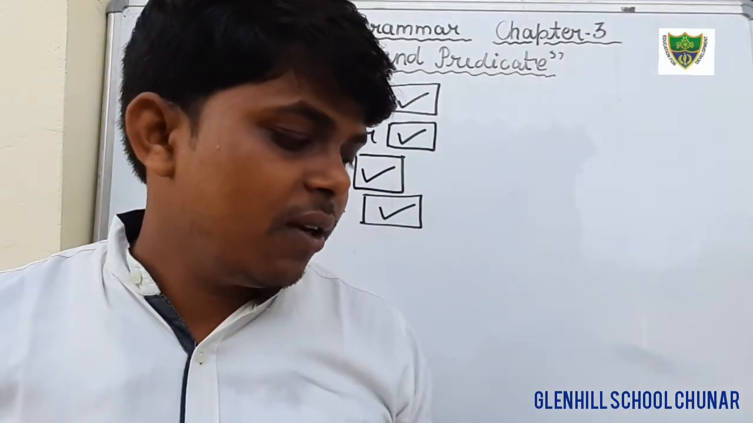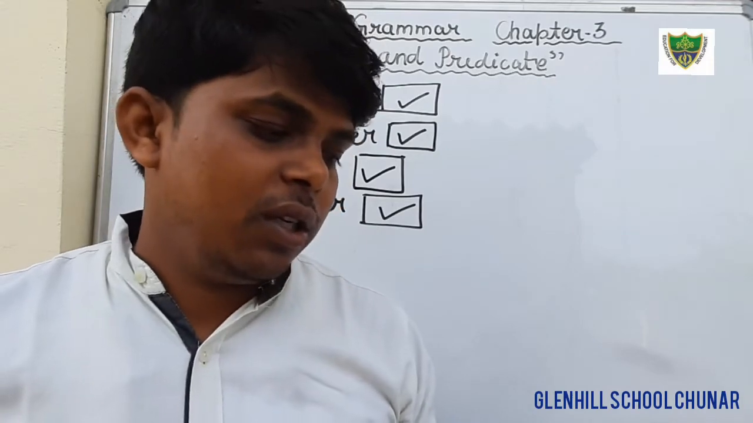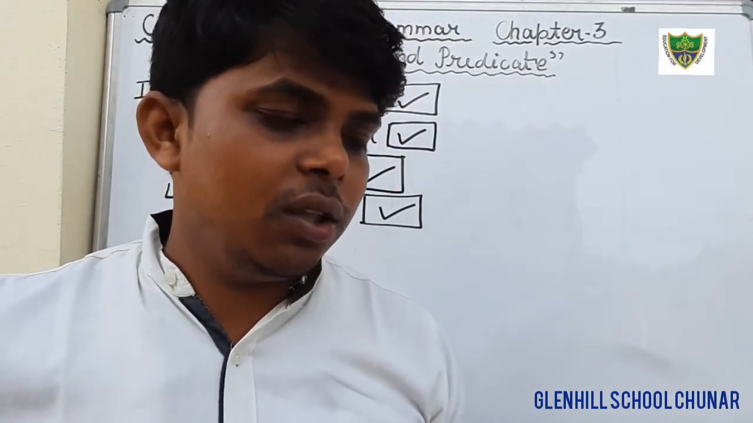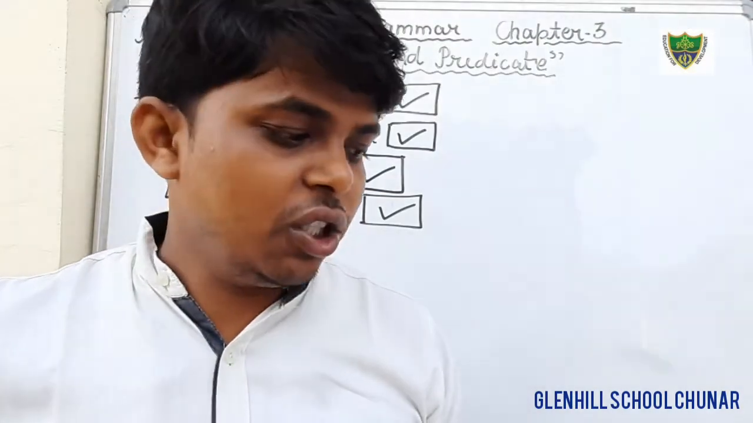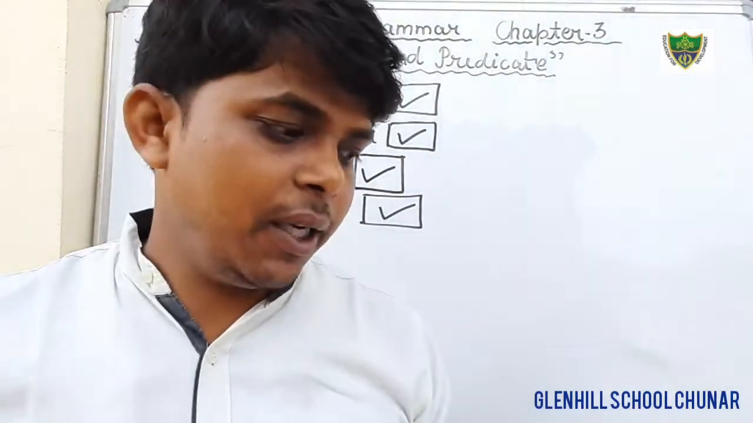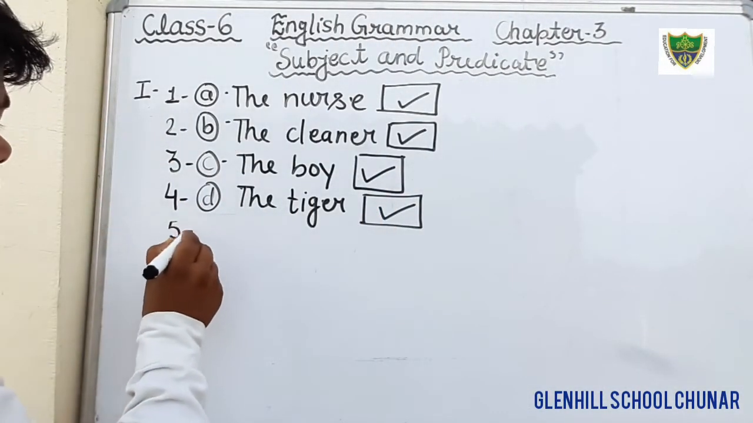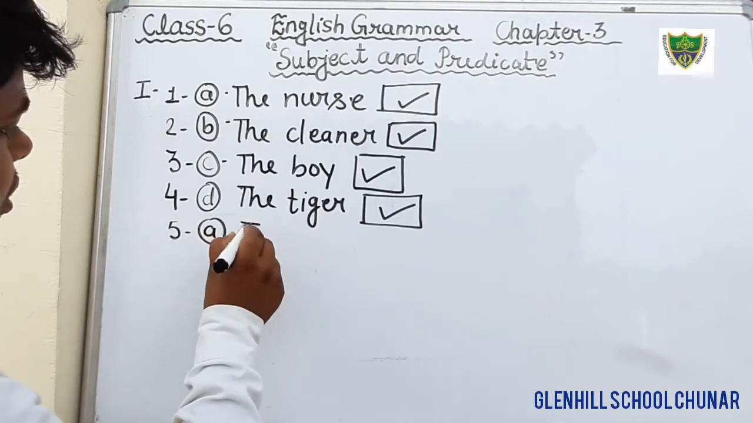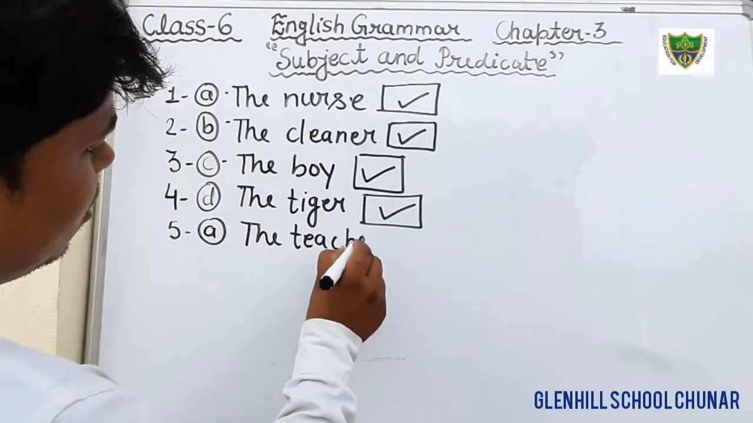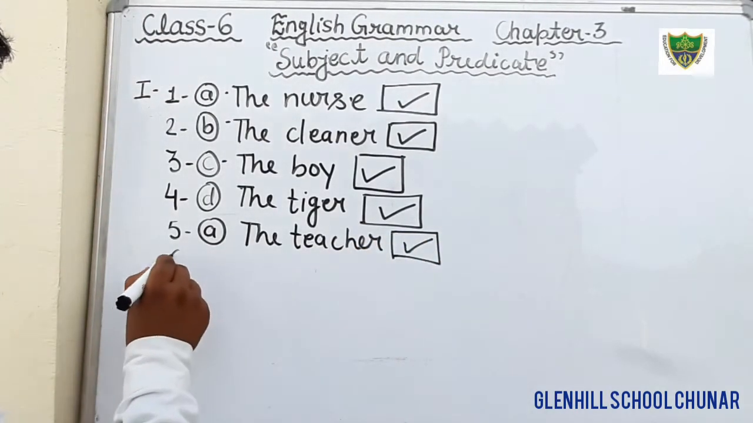Options are given. First one is the teacher. Second is teaching. Option number C, teacher is. Option number D, is teaching. That is wrong. So what would be the correct answer? Option number A, the teacher. Question number 5, option number A, the teacher is the correct option. We will tick on that. Question number 6.